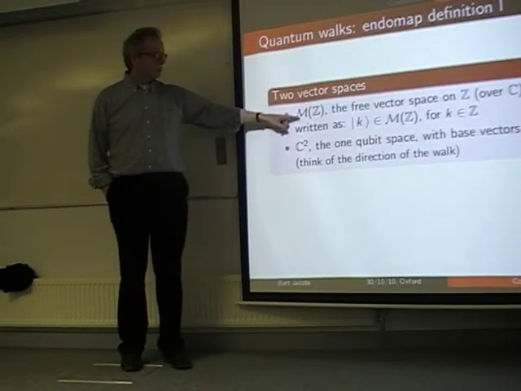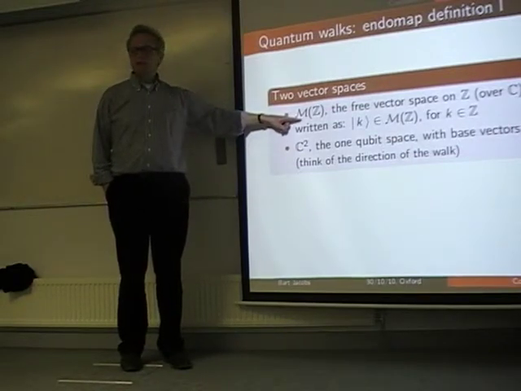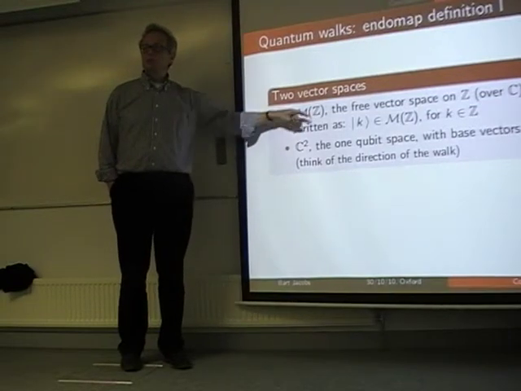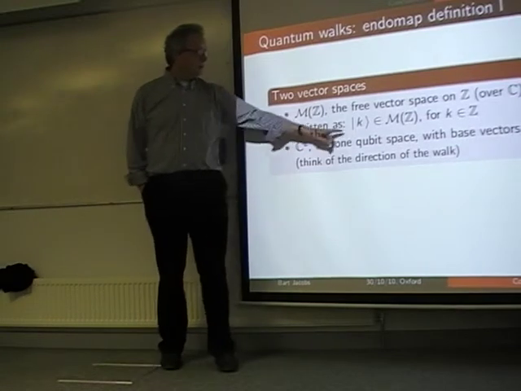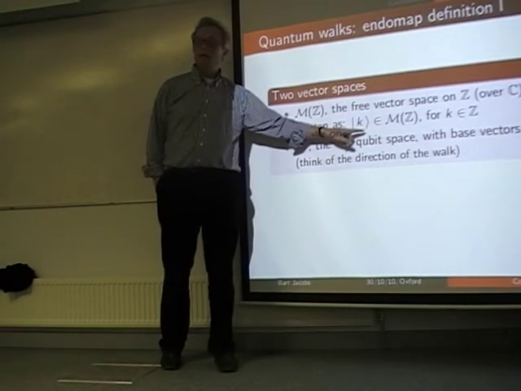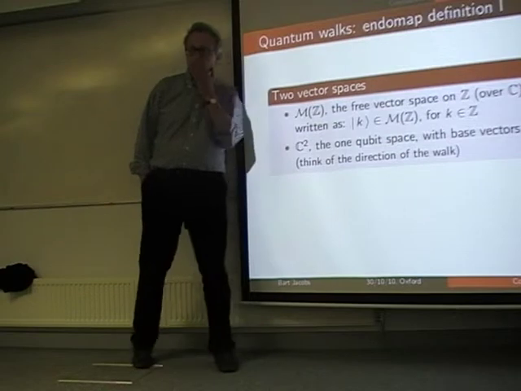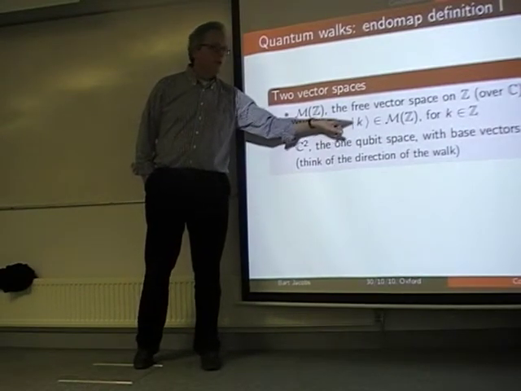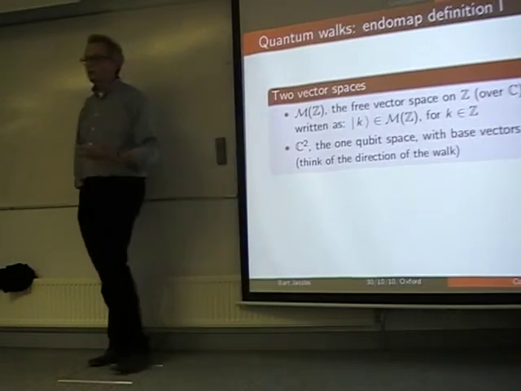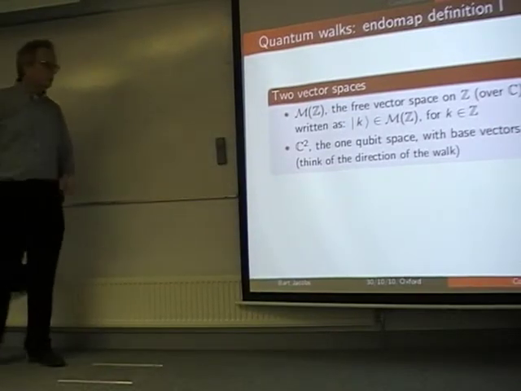I take M of Z. Remember, M is the multi-set over C. So this is the free vector space over the integers. And I write the base vectors for k an integer in this ket notation. So think of this as 1 dot k, k occurring just once. And I also need C squared.